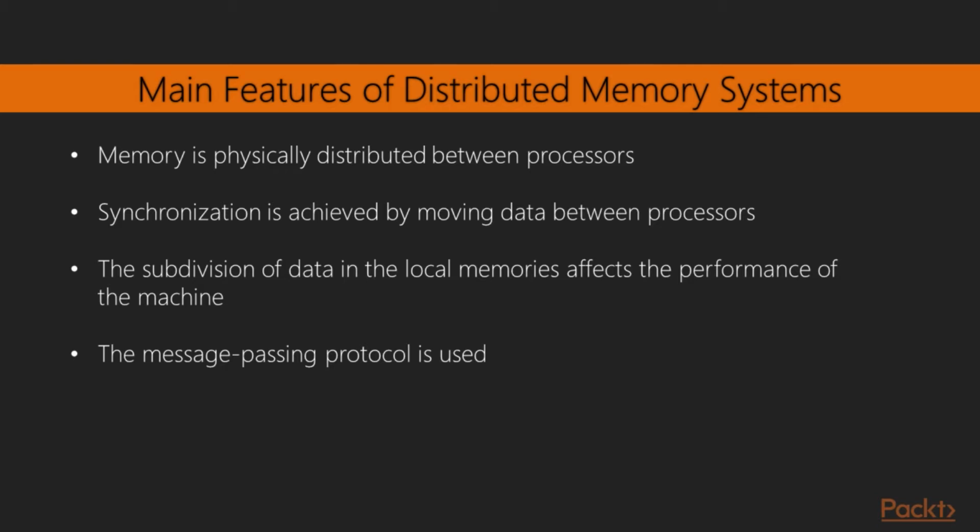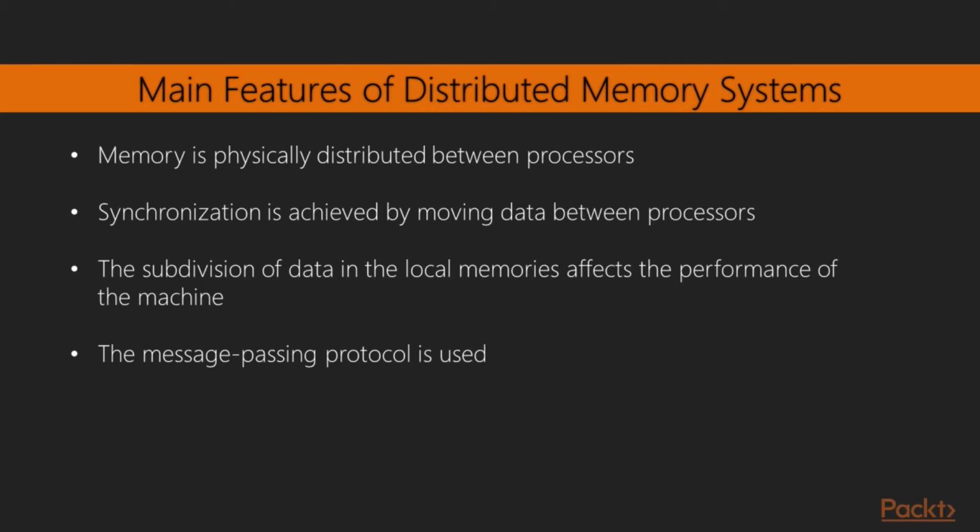Communication. 3. The subdivision of data in the local memories affects the performance of the machine. It's essential to make the subdivision accurate so as to minimize the communication between the CPUs. In addition to this, the processor that coordinates these operations of decomposition and composition must effectively communicate with the processors that operate on the individual parts of data structures.